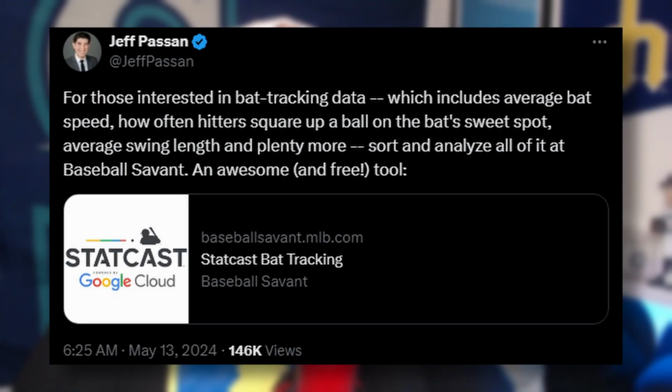Bat tracking is here from Baseball Savant. Just recently, they posted that they were starting to track the bat speeds and lengths and how that corresponds to some other stats on their website. And we're going to take a look at that today.